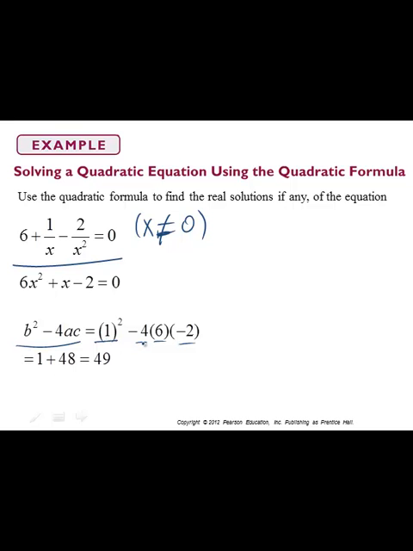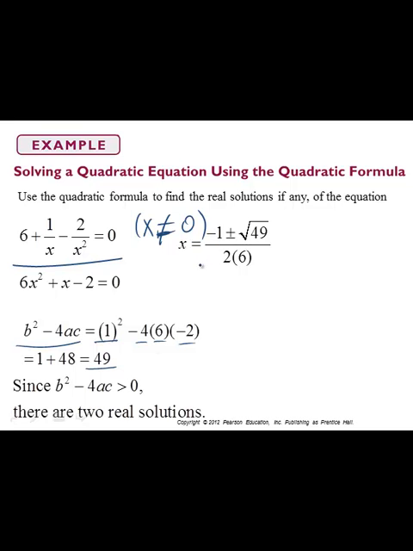So that's 1 squared minus 4 times 6 times negative 2, which is 1 plus 48, which is 49. Our discriminant is positive. That means we'll have two unique solutions. So according to the quadratic formula, x is equal to negative b, which is negative 1, plus or minus the square root of the discriminant, which is 49, divided by 2a, which is 2 times 6, which is 12.